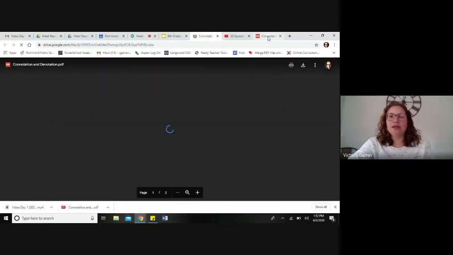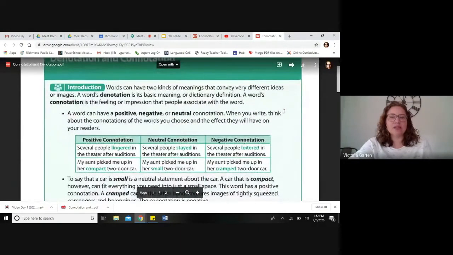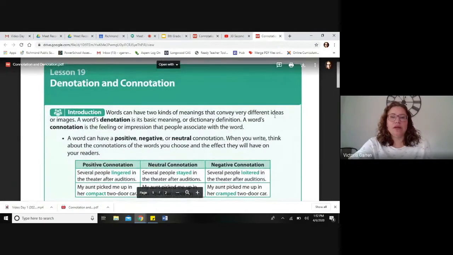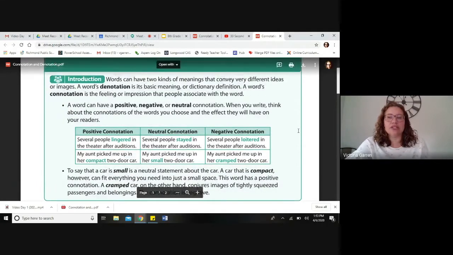And the activity that I have, which you also might have a copy of, starts with an introduction where again, it provides us a definition. So let's review it one more time. Words have two kinds of meanings that convey very different ideas or images. A word's denotation is its basic meaning or dictionary definition. A word's connotation is the feeling or impression that people associate with the word. A word can have a positive, negative, or neutral connotation.